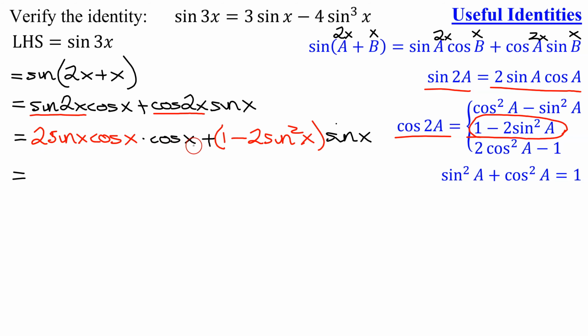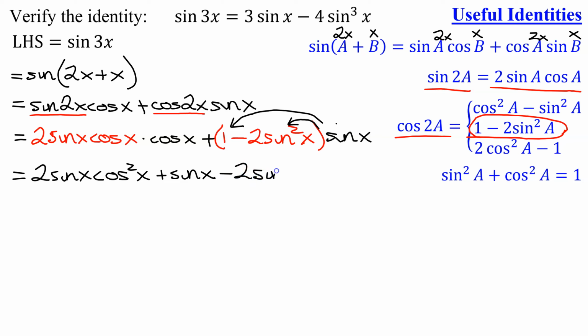So on the first term here, the cosine x times cosine x is cosine squared x. So I get 2 sine x times cosine squared x. Now I'm going to have to distribute in this sine x into this parentheses. So sine x times 1 is just plus sine x. And then sine x times negative 2 sine squared x is negative 2 sine cubed x.